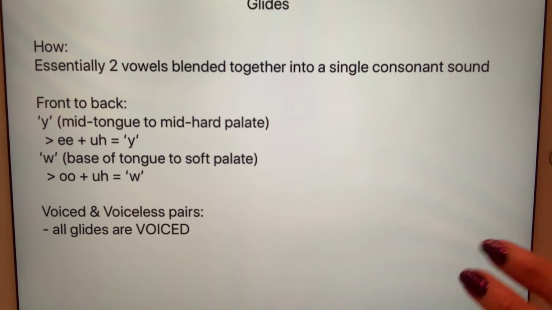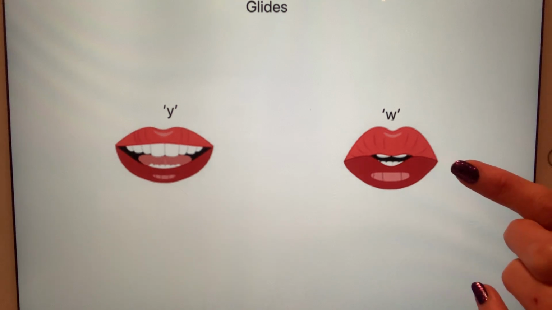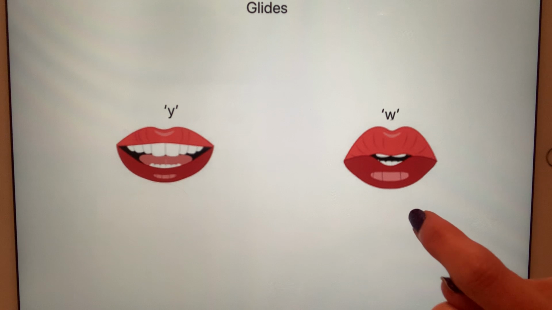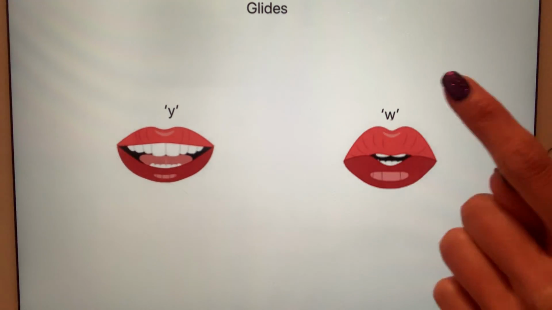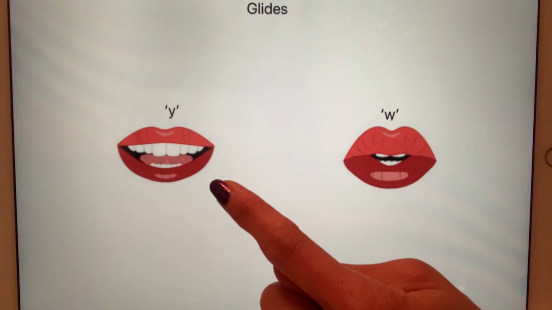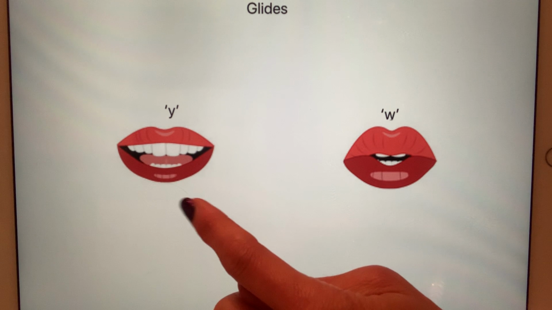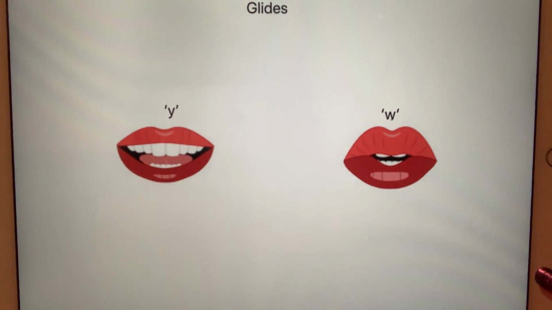Again, all glide sounds are voiced. And because the tongue position mimics a vowel position, I did more of a front of the mouth approach for this one so that we can see we want some lip rounding with the oo, for the oo at the beginning of the wah. Whereas the ya has not so much of a wide approach as this looks, but you can see kind of where the tongue is placed in there.